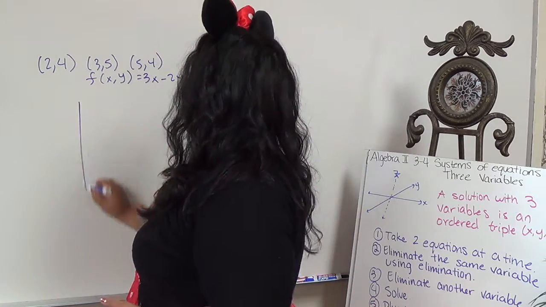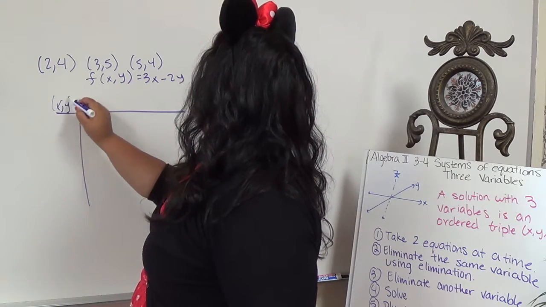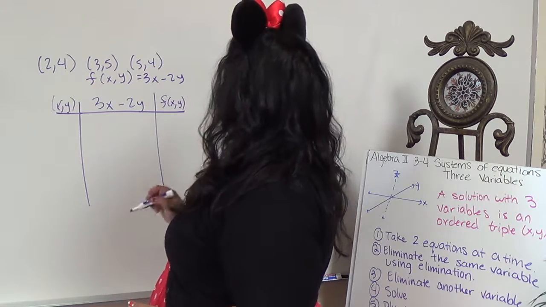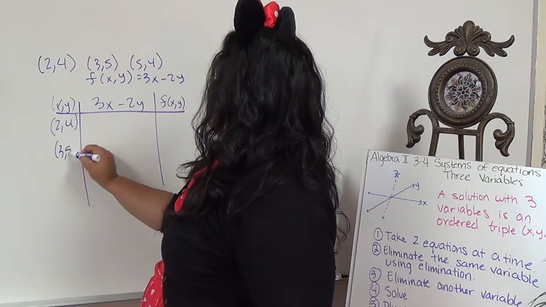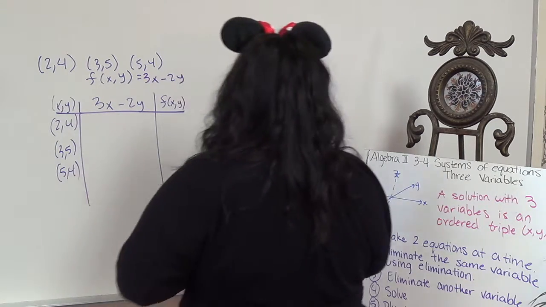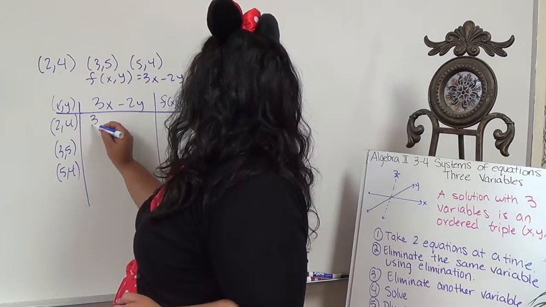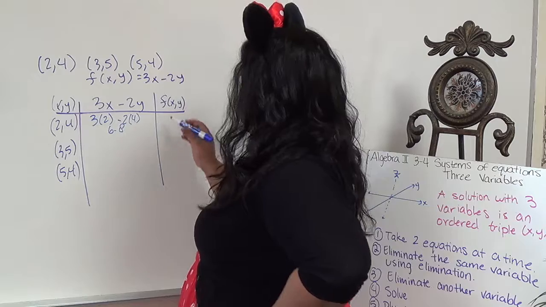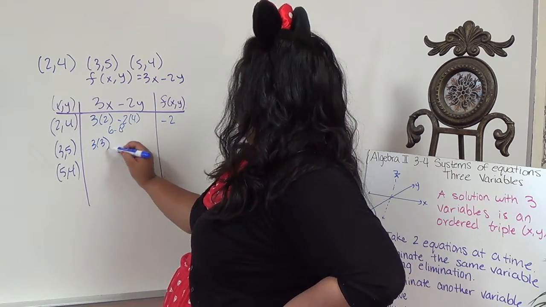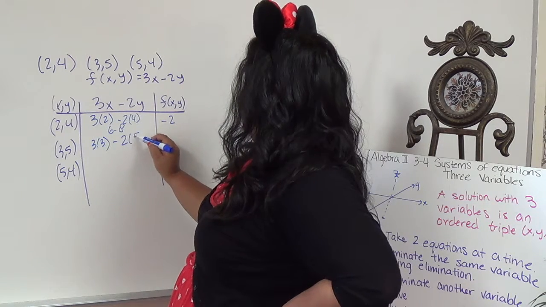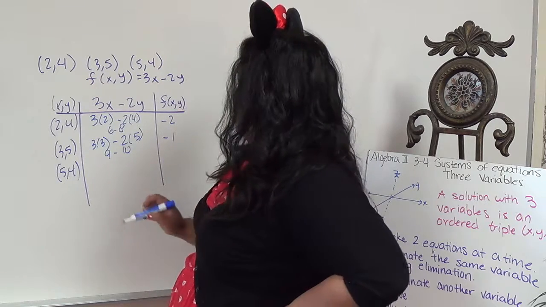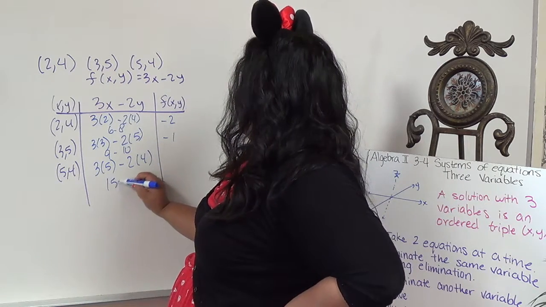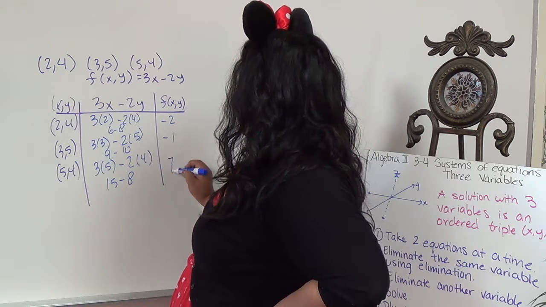So here we're going to make our chart. Here's our x and y. Our equation is 3x minus 2y, and this is our value. So we have 2, comma 4, 3, comma 5, 5, comma 4. So let's do some work. 3 times 2 minus 2 times 4 is 6 minus 8, which is negative 2. 3 times 3 minus 2 times 5, which is 9 minus 10, which is negative 1. And then 3 times 5 minus 2 times 4, which is 15 minus 8, which is positive 7.